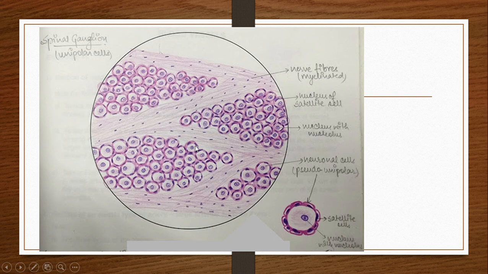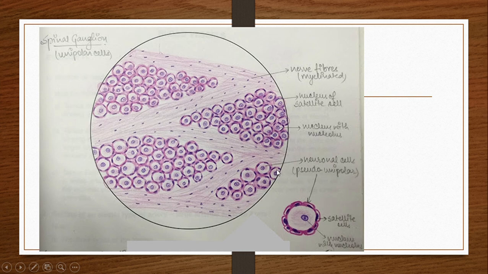Here we can see a single unipolar cell with the nucleus. The satellite cells can be seen. They are very much visible and well defined, and a number of satellite cells around it give metabolic support and structural support to the cell. The nucleus is centrally placed.